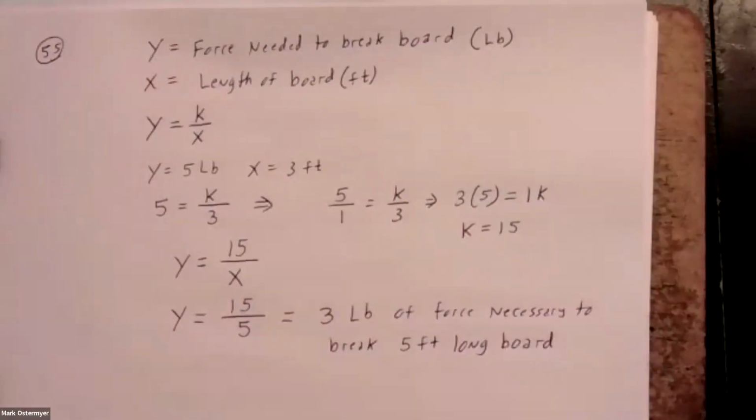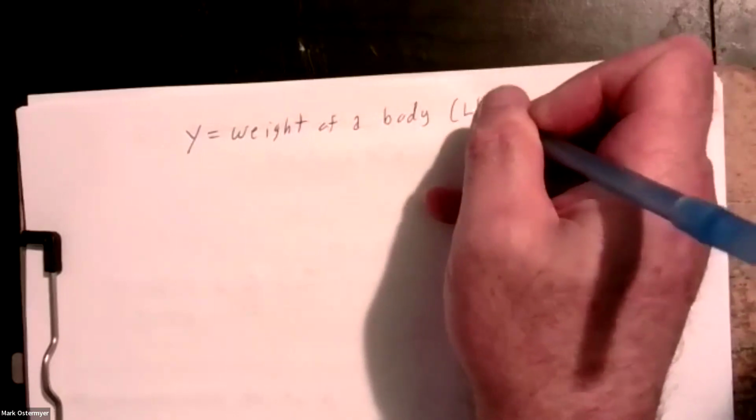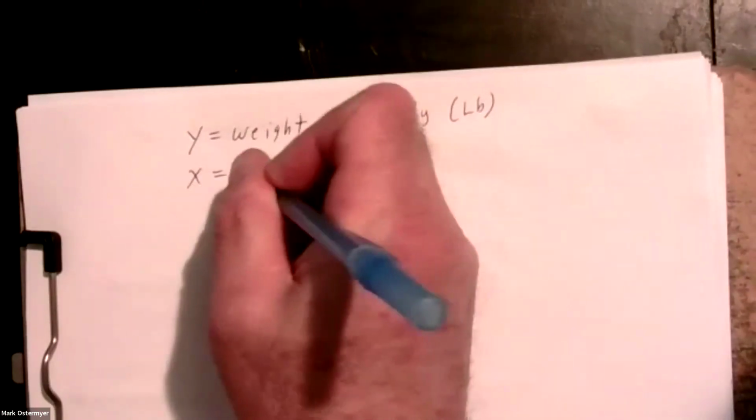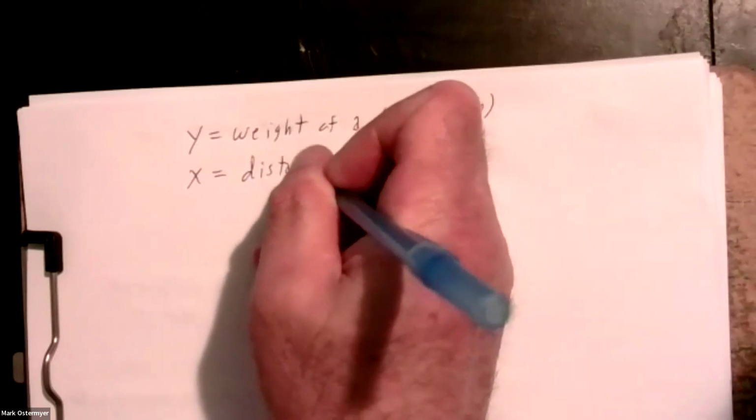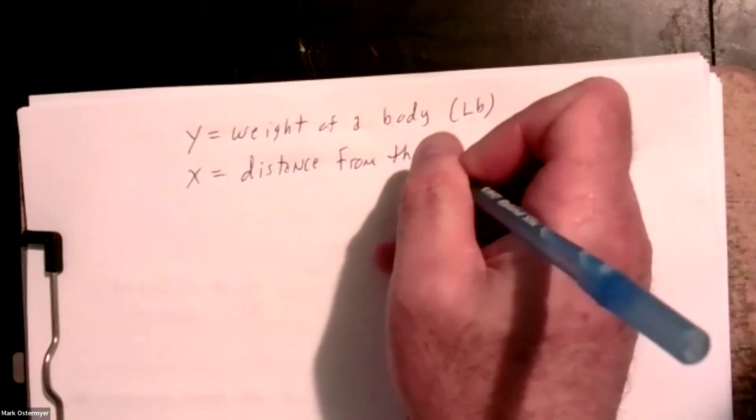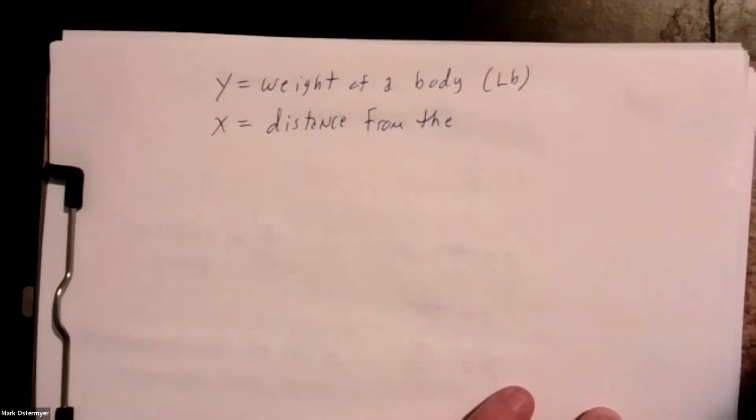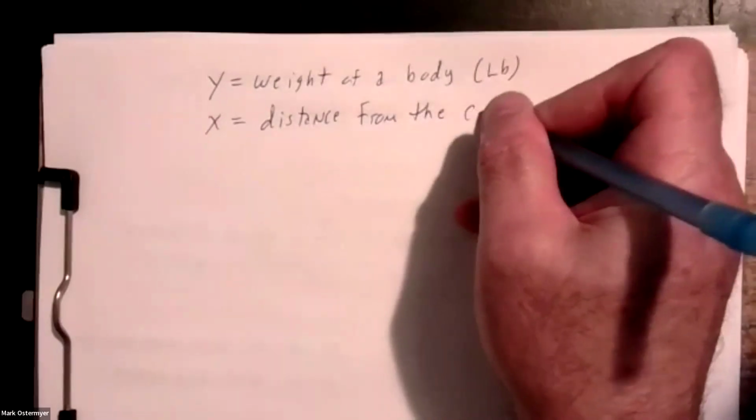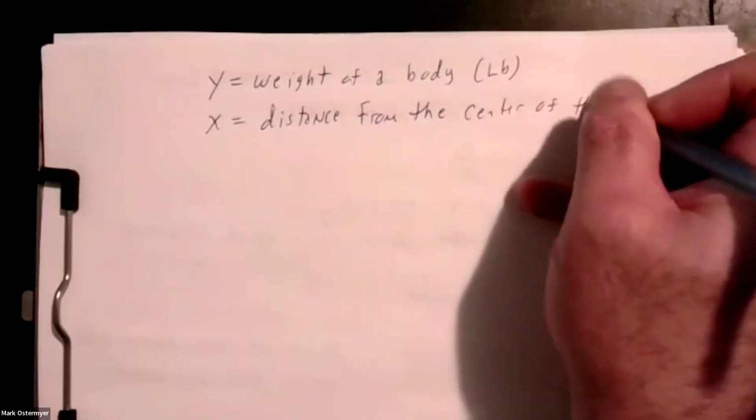All right. So to get started on this word problem here, we have an inverse variation. Suppose I let y be equal to the weight of a body, and this will be in pounds, and let x be equal to the distance from the center of the Earth.